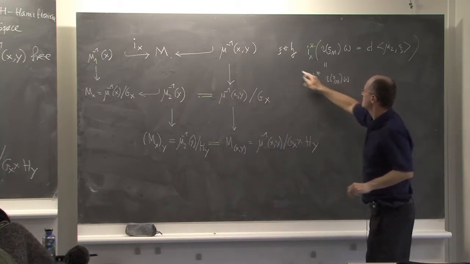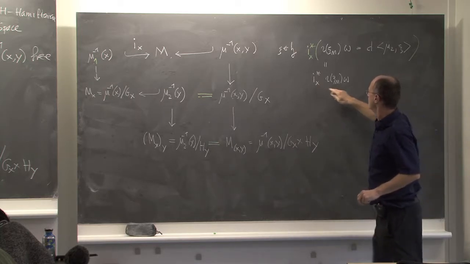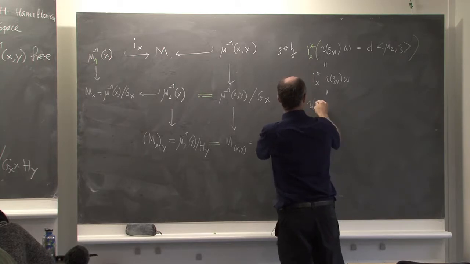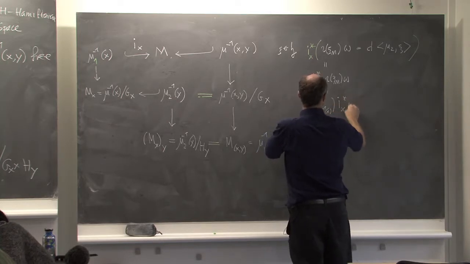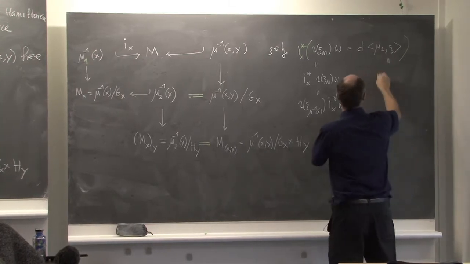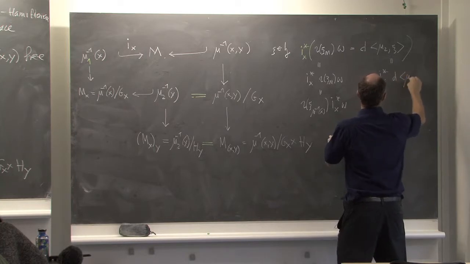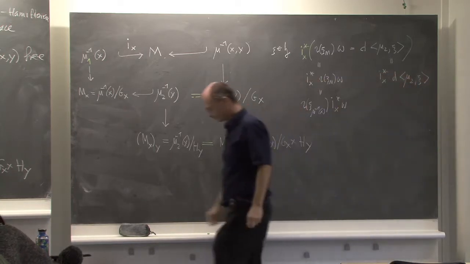But you know, since H acts on the level set, you can do the following. You can say this is iota psi of the level set Ix star omega. And here it is Ix star d mu2 psi.